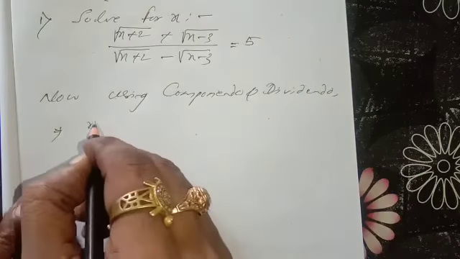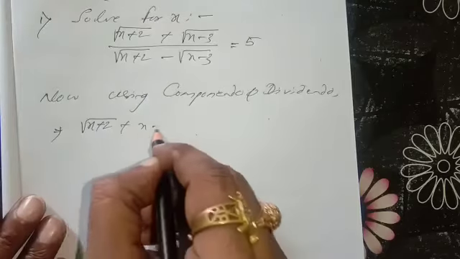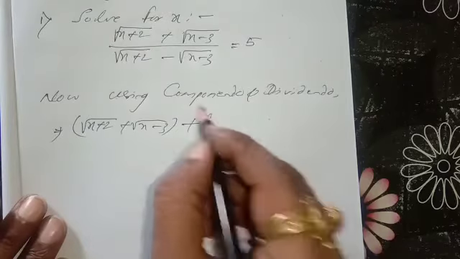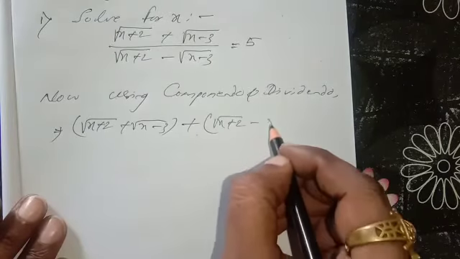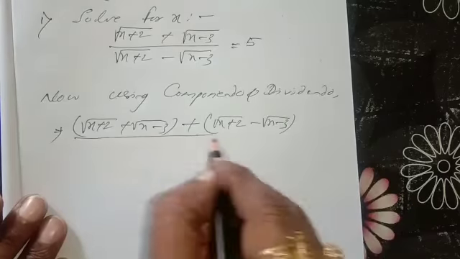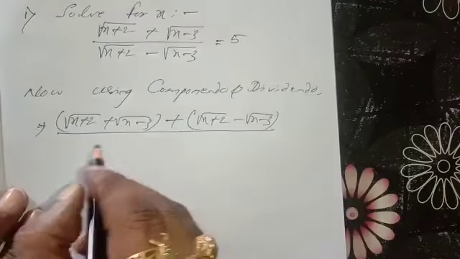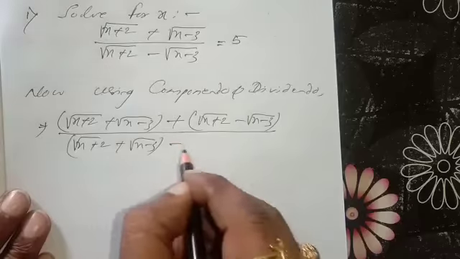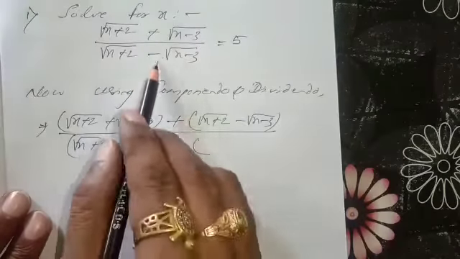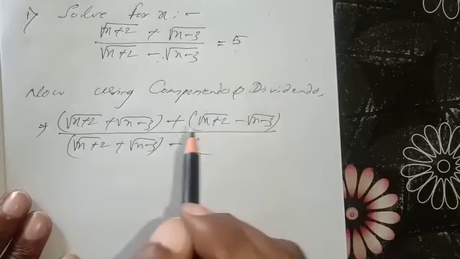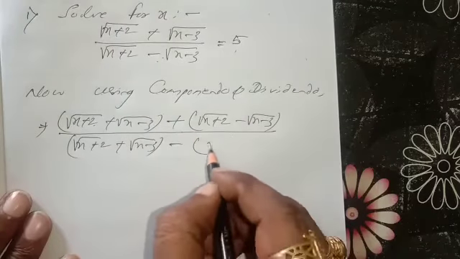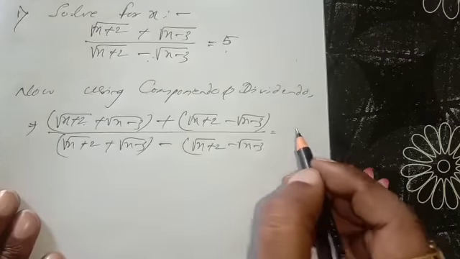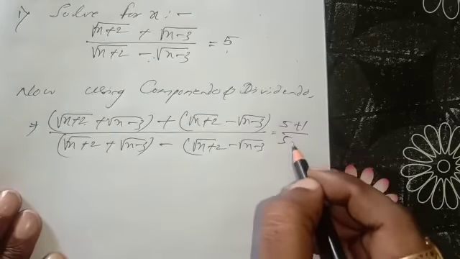That means √(x+2) + √(x−3), this we take as a whole as a. A plus b, b means your denominator part, √(x+2) − √(x−3). A plus b by a minus b, and a minus b means the same thing, but the middle sign is minus. This is a, this is b. A by b is equal to c by d. C means 5, d means 1, 5 by 1. So a plus b by a minus b, that means (√(x+2) + √(x−3)) / (√(x+2) − √(x−3)) is equal to 5 plus 1 by 5 minus 1.